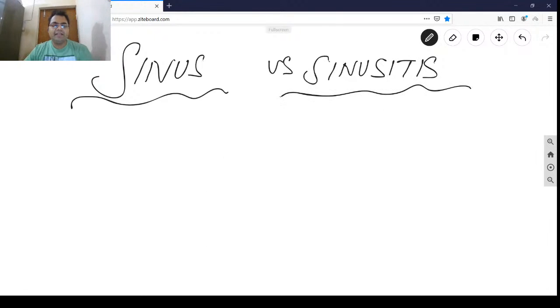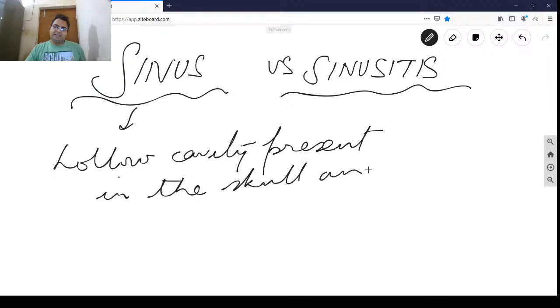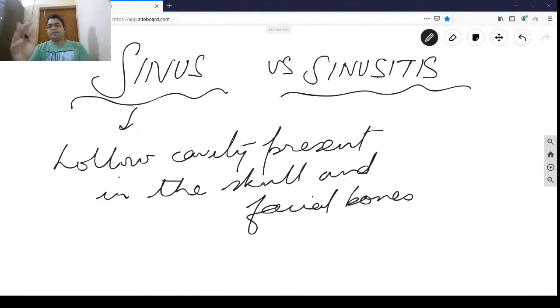So this intrigues us a lot. What is a sinus? A sinus is nothing but a hollow cavity present in the skull and facial bones. Those are also known as the paranasal sinuses. These are air-filled extensions of the nasal cavity only.